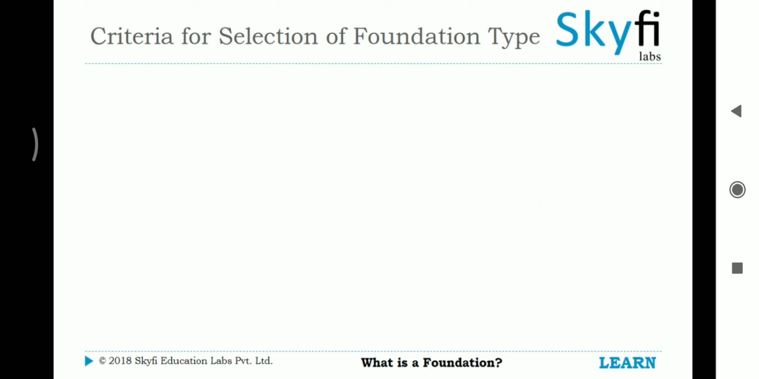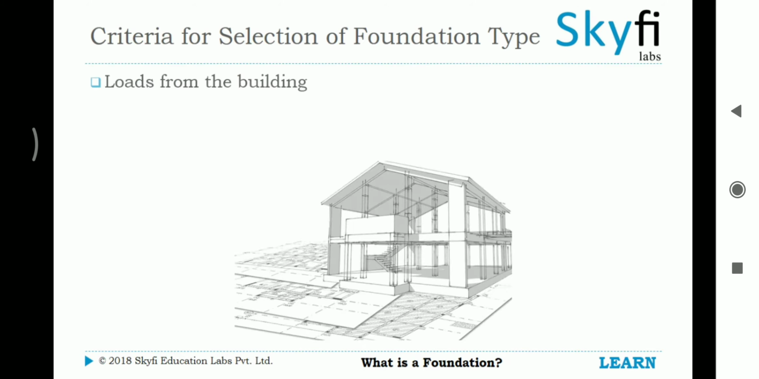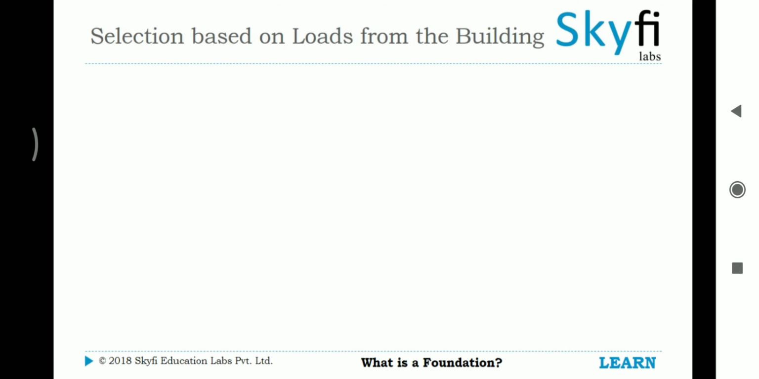So, how do you choose which foundation type to use for your building? Well, the selection of the foundation type depends on two major factors: the loads from the building above, and the soil condition, in terms of its strength and bearing capacity. Let's take a look at how each of these factors help engineers decide on the foundation type to be used. Firstly, depending on loads from the building.